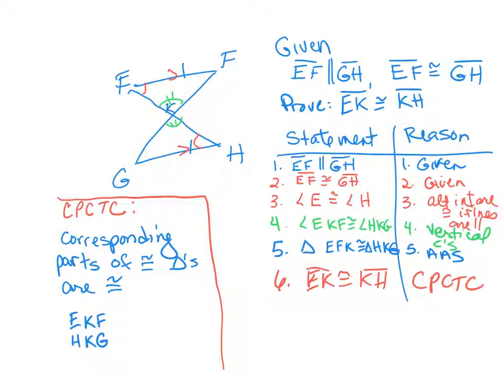And now I'm going to mark EK and KH, this right here. I'm going to mark it in yellow so they're different. They're equal to each other because of CPCTC.